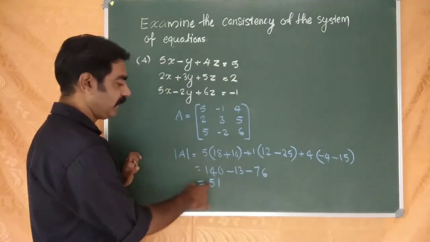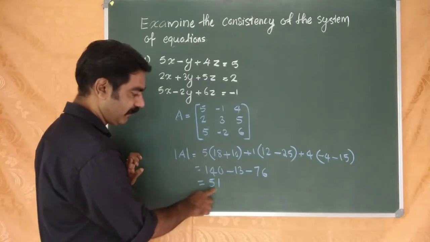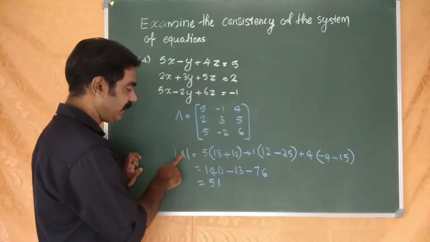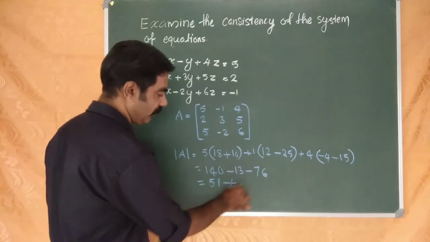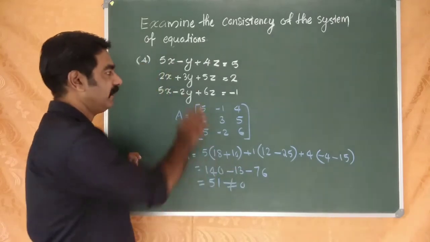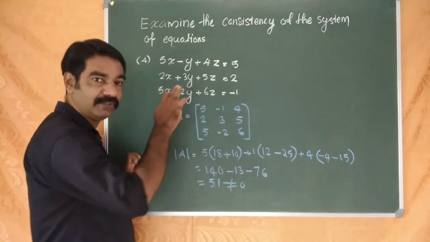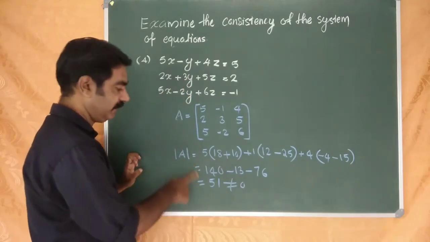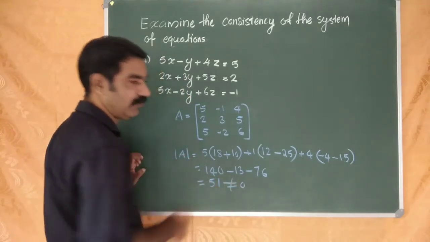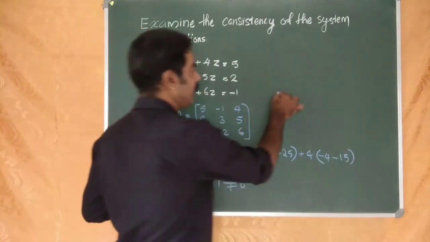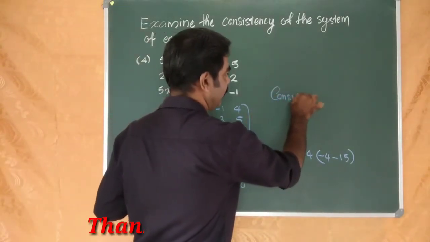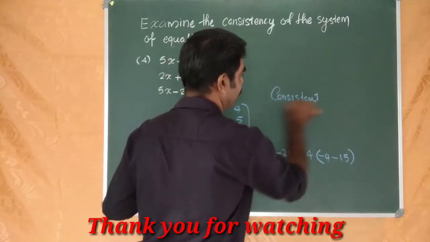So det A is equal to 51. Yeah, this answer is not important. Only check whether det A is 0 or not. Here 51 is not 0. So this system has a solution. Since the determinant is not 0, a solution exists and the equations are said to be consistent. Okay.